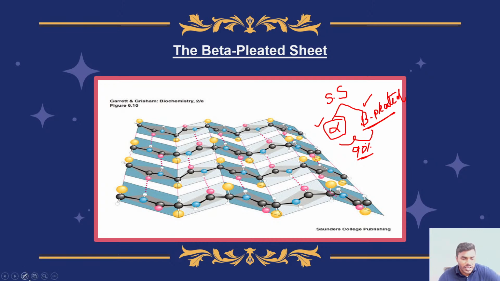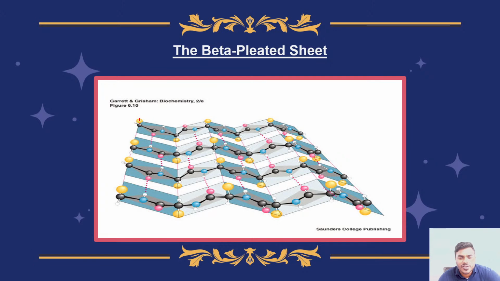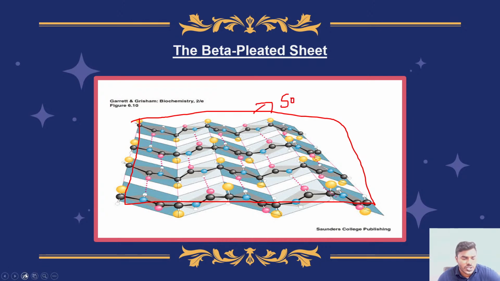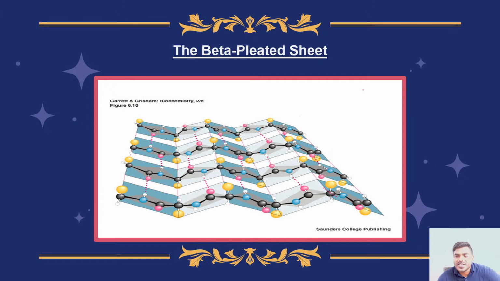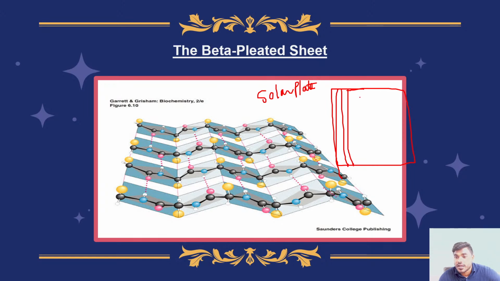Now let's look into the beta pleated structures. All the students look into this. This is the sheet. Friends, when you look into this diagram, please imagine a solar plate. Solar plate is like this, and it contains a lot of lines, correct na? This is a simplified structure of a solar plate.